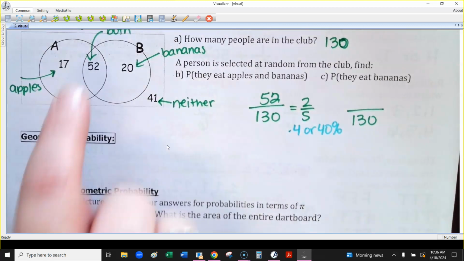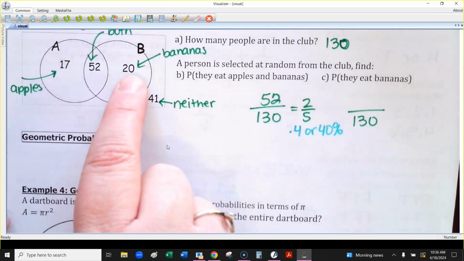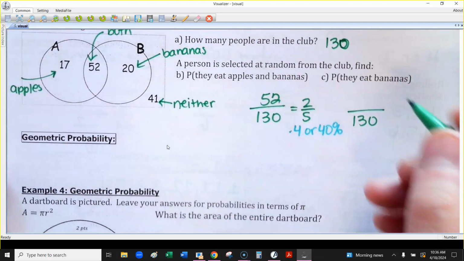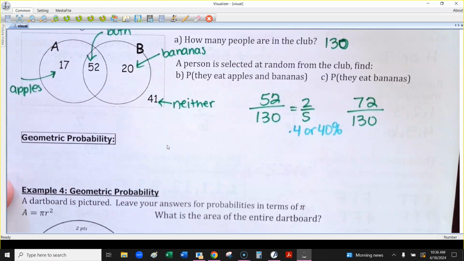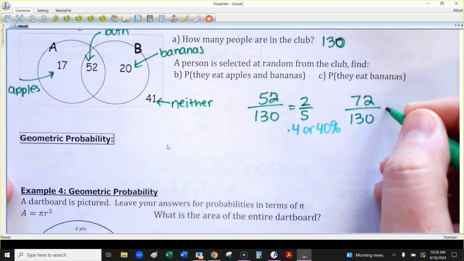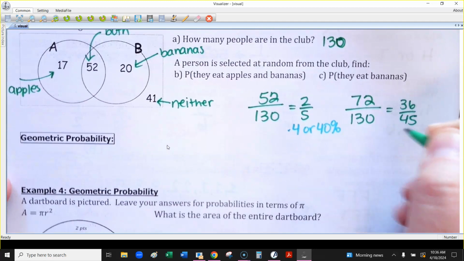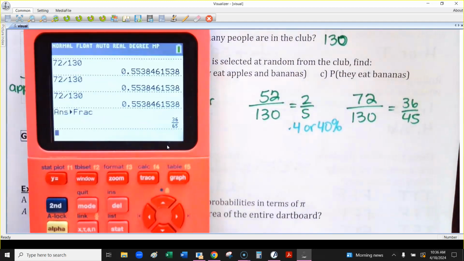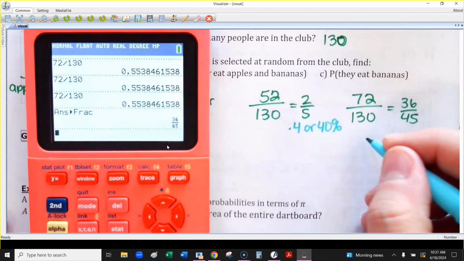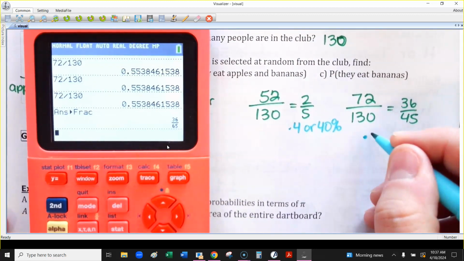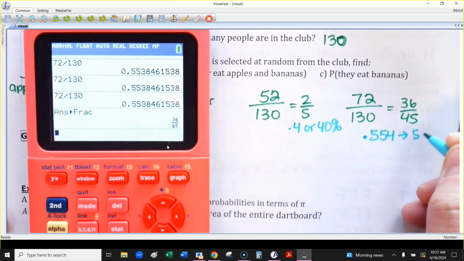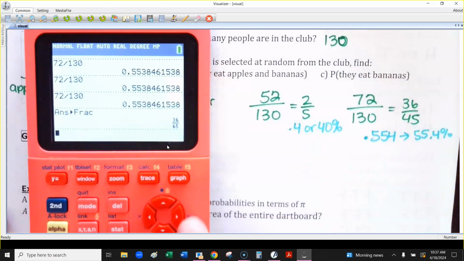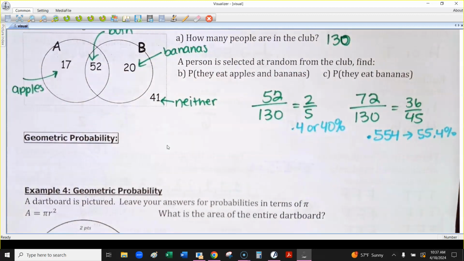Exactly. So you just add 52 and 20, because these people eat both, and these people strictly eat bananas. So 52 and 20 would be 72. Let's see if this is a decent number. It's definitely not. It does reduce. I got 36 over 65 as a fraction. As a decimal, I'm going to put this on the screen so you guys can see it. This is kind of a garbage decimal, so let me just write three decimal places. I'm going to do 0.554, and then as a percentage, it'd be 55.4%. Does anybody have any questions?